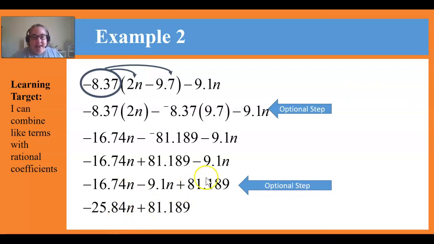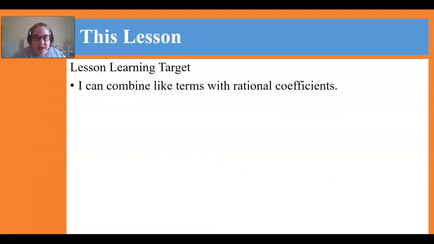Whoops, sorry. And then this had no other like term, so it's just going to come right down to that positive 81.189. So there you go, combining like terms with rational coefficients. So hopefully you've seen two good examples that can help you combine like terms with rational coefficients on your own.